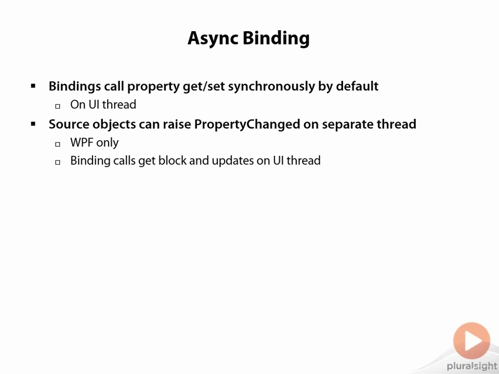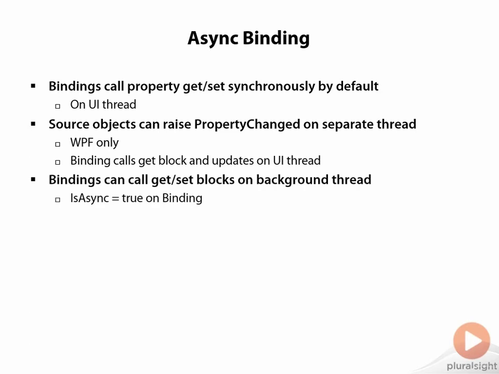Now, if the get and set blocks will execute slowly, maybe they make a database call themselves or the service call themselves, you can get the binding to call those on a background thread itself. So all you do is you set IsAsync true on the binding, and the binding's actually going to go grab a background thread and use that to dispatch the call to the get or set block. And then once it gets the value, it'll set the target property on the element using the UI thread.